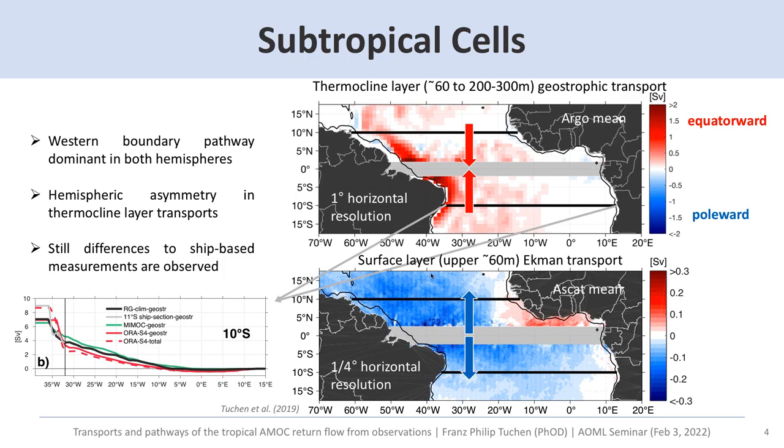Okay, and it's maybe worth mentioning that the surface layer is defined as roughly the upper 60 meters, and the thermocline layer is defined below and down to about 200 to 300 meters, which is equivalent to an isopycnal boundary. But due to the shoaling of the isopycnal towards the east, this is a range of depth.